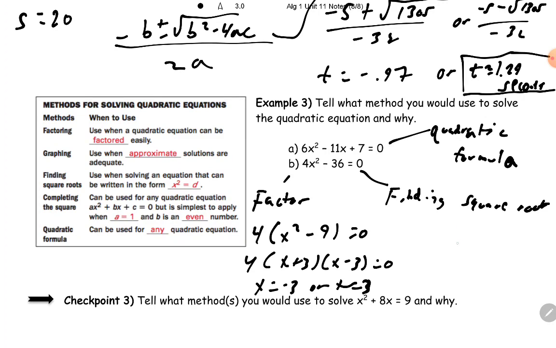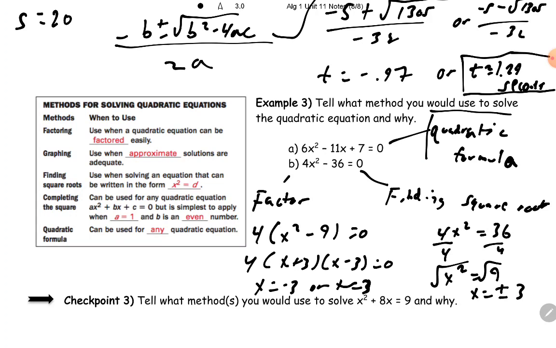If we were using finding square roots, I would add 36 to both sides. Okay, and then I divide by 4. You get x squared equals 9. You take the square root of both sides, and you get x equals plus or minus 3. Same answer, two different methods. But you can always fall back on the quadratic formula.